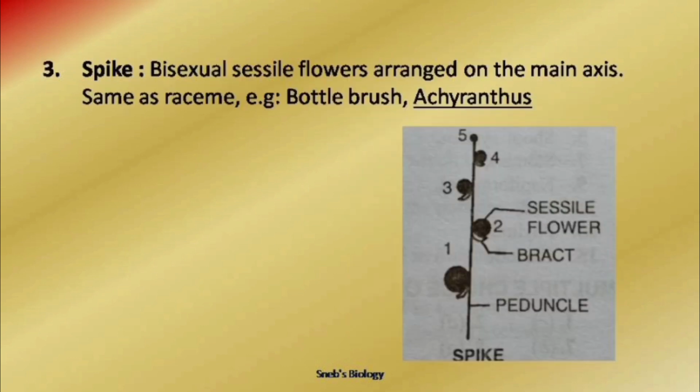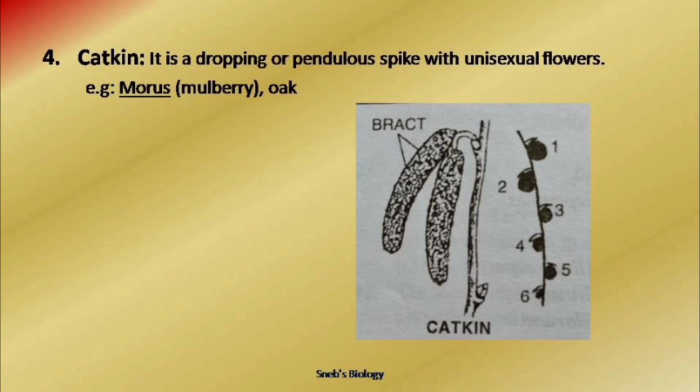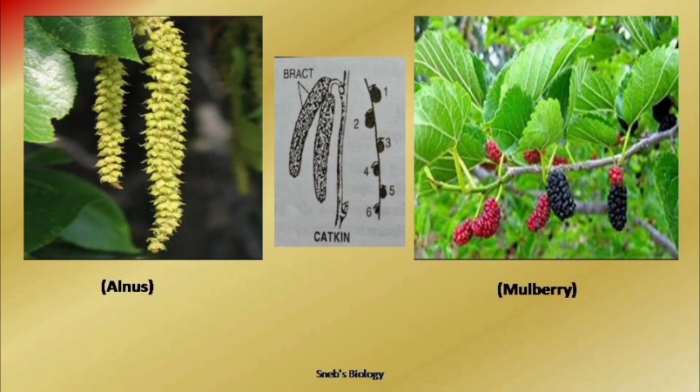So in spike, we said the flowers are sessile but they were bisexual and it is upright. In catkin, it is pendulous, that means it is hanging. The example of the catkin is Morus or mulberry. So in mulberry, we find the floral axis or the complete inflorescence is hanging. So these are sessile unisexual flowers.